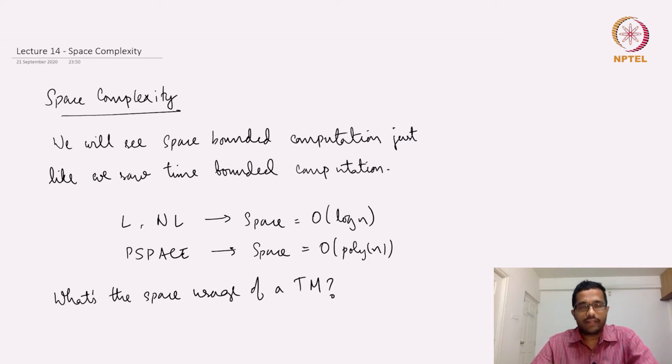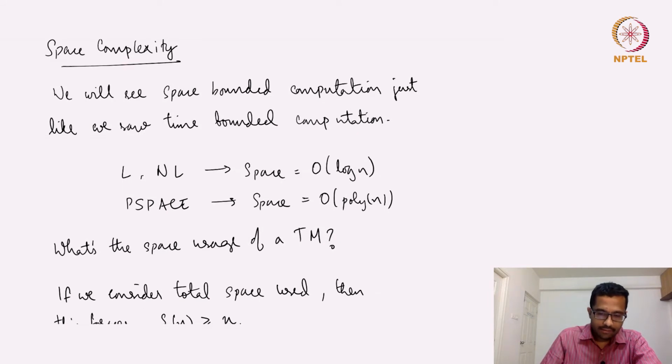As I said at the beginning of the course, the two most important resources considered in complexity theory, or in the case of Turing machines, or in computation in general, are time and space. So we have been seeing P, NP, polynomial hierarchy, and so on, which are all complexity classes based on time. Now we will see complexity classes where the resource under consideration is space. Just like we saw time bounded complexity classes, we will see space bounded complexity classes.